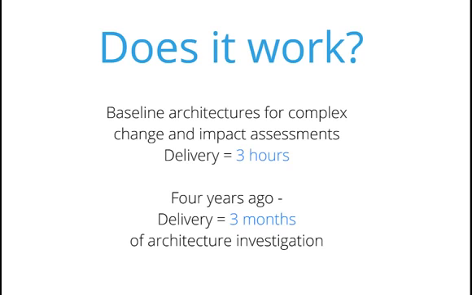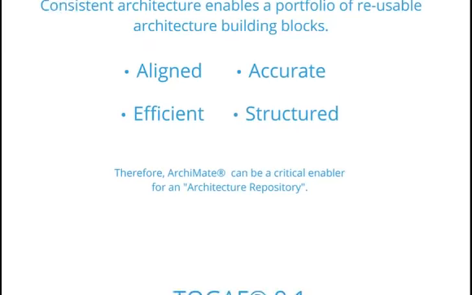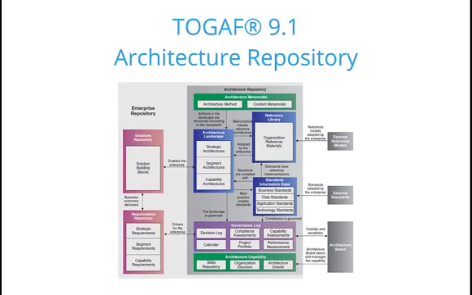It does work. So we find that if we can populate an architecture repository using a consistent architecture metamodel, that allows us to have an aligned architecture that is more accurate, and our work as architects is more efficient and more structured. So ArchiMate, we believe, can be a critical enabler for an enterprise architecture repository and for an enterprise architecture mindset. Here is the TOGAF 9.1 architecture repository you may have seen before. So that is the target now.